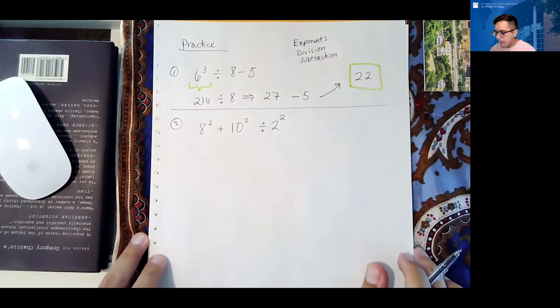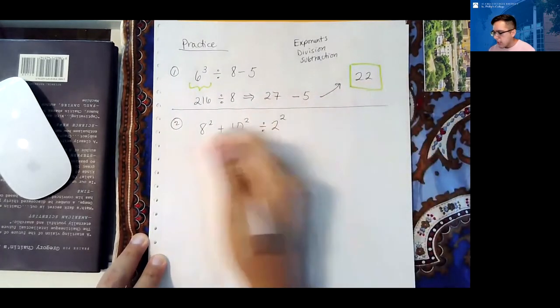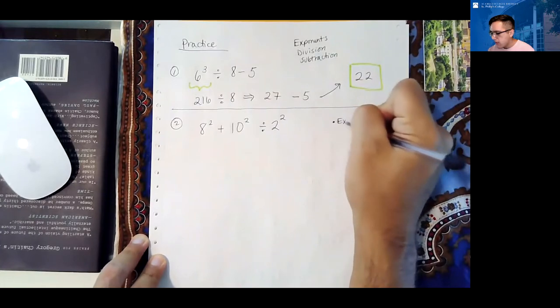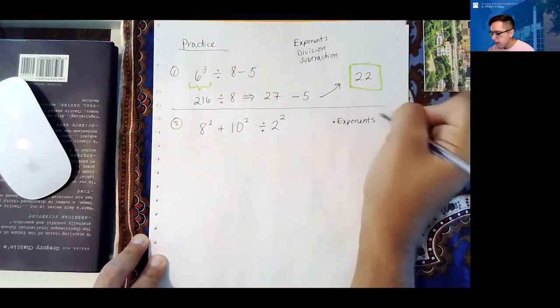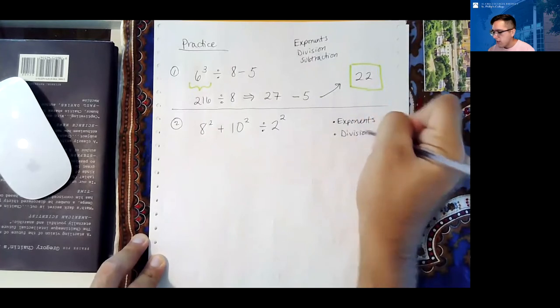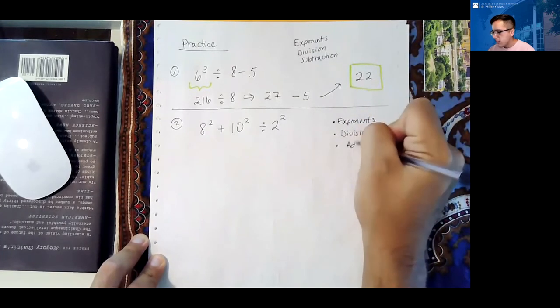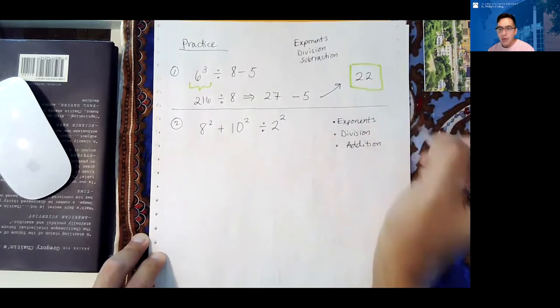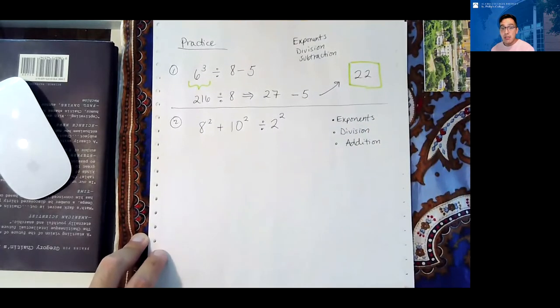All right. For this one, I would say we need to take care of all of our exponents first. Then we need to do our division. Then we need to do the addition. That is what the order of operations, or GEMDAS, prescribes to us.